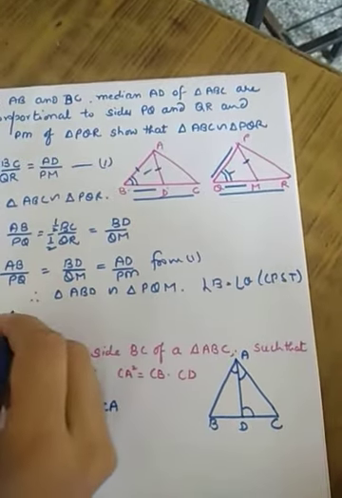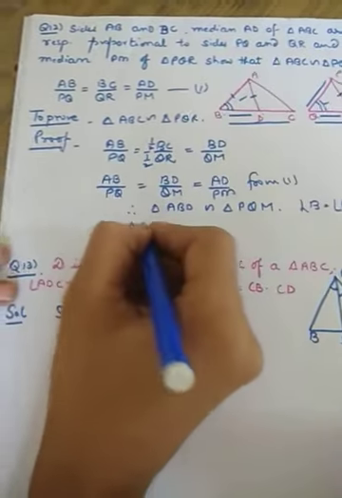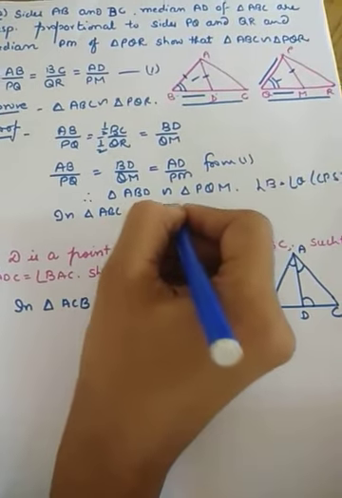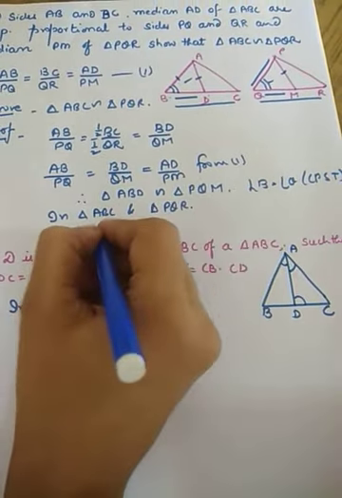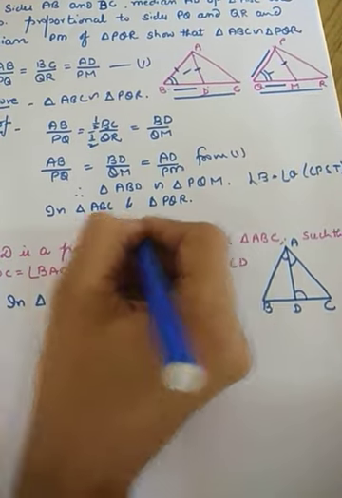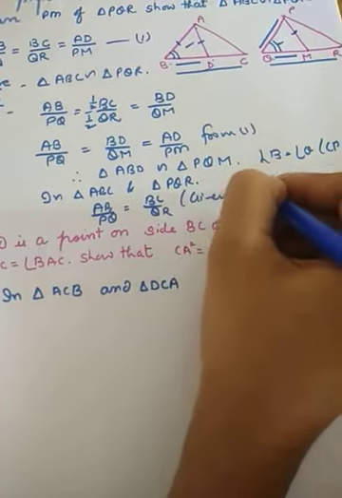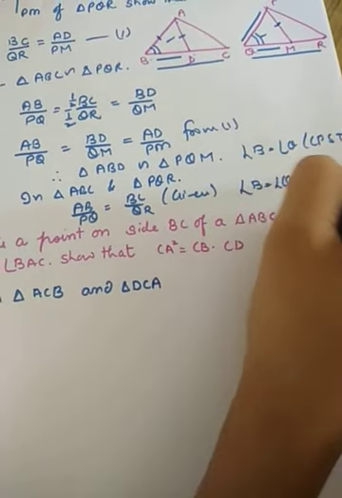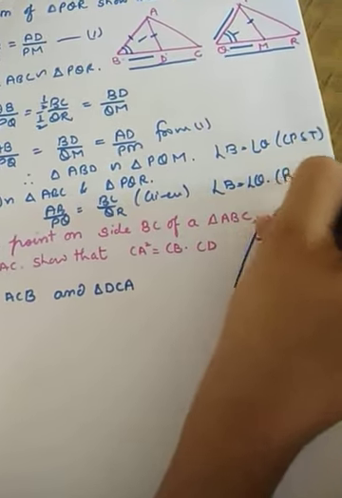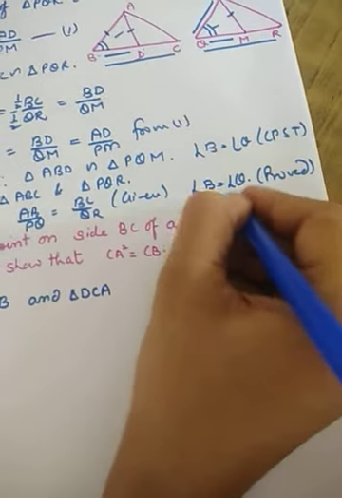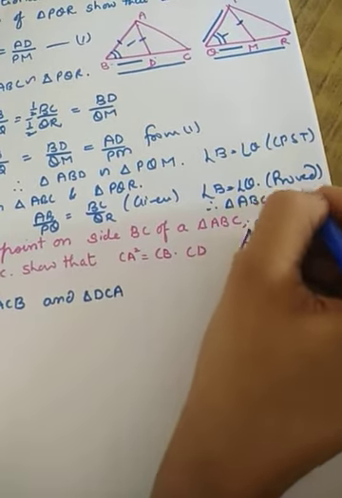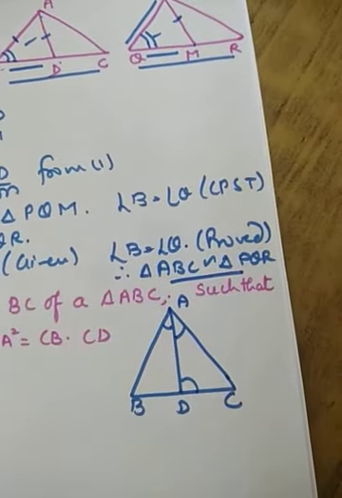Right? Now what will you do? You have to prove triangle ABC is similar to triangle PQR. This is given, AB upon PQ is equal to BC upon QR, and angle B equal to angle Q you have just proved. So the triangles will be similar.